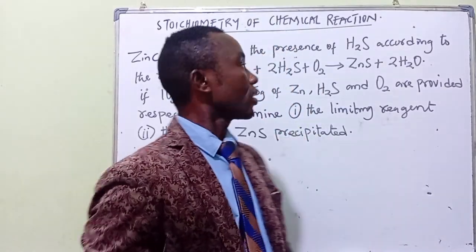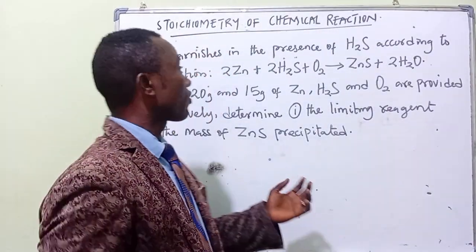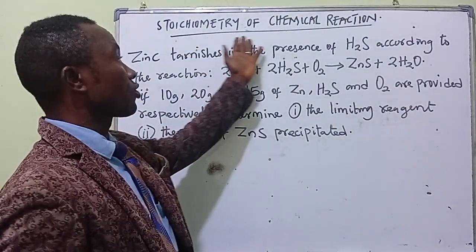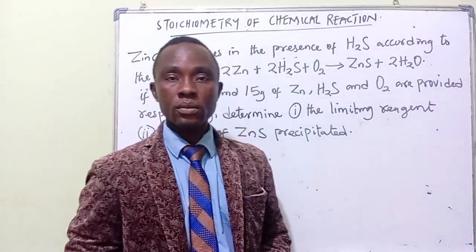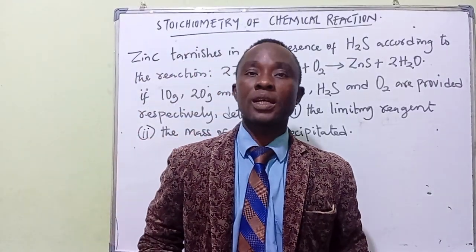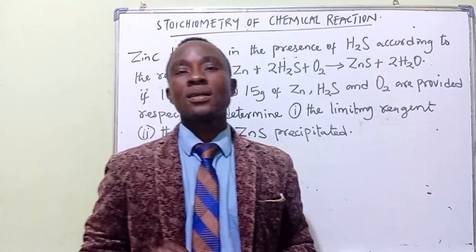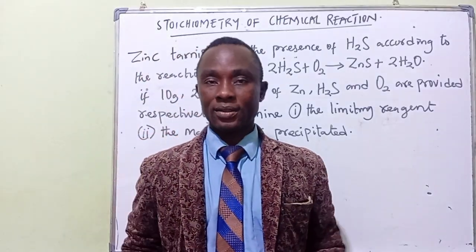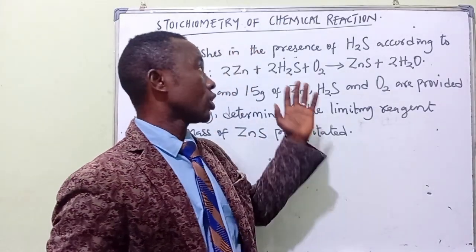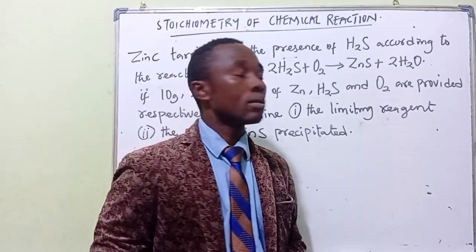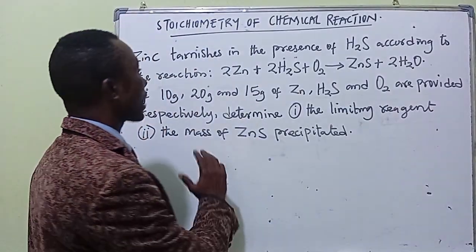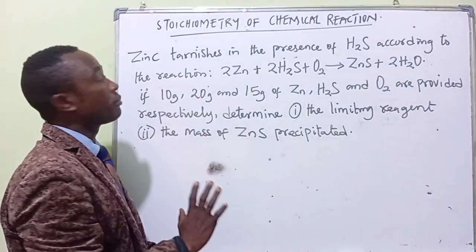In this class, I want to solve questions on stoichiometry of chemical reactions. The stoichiometry of chemical reactions are those stoichiometry that require that the chemical equation must be balanced before a calculation can be made on the equation. Now, this is the equation on the board.